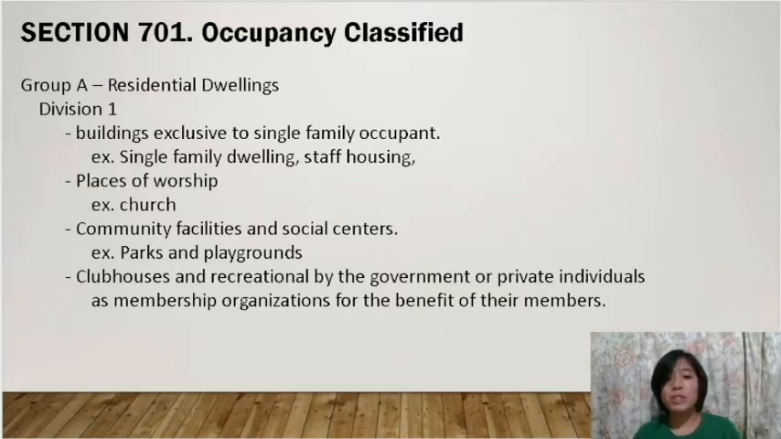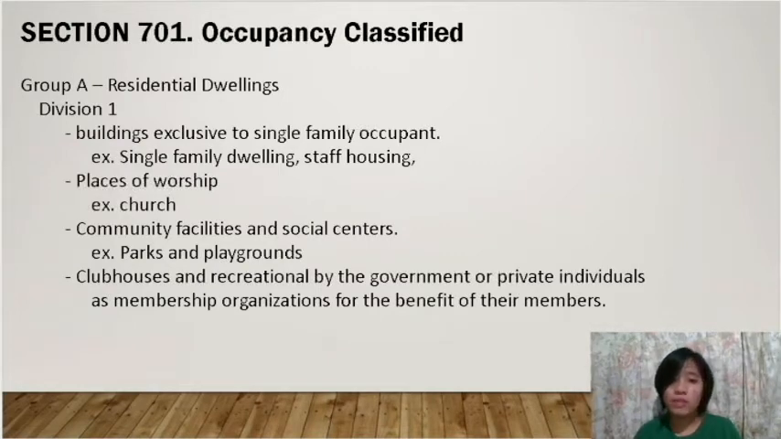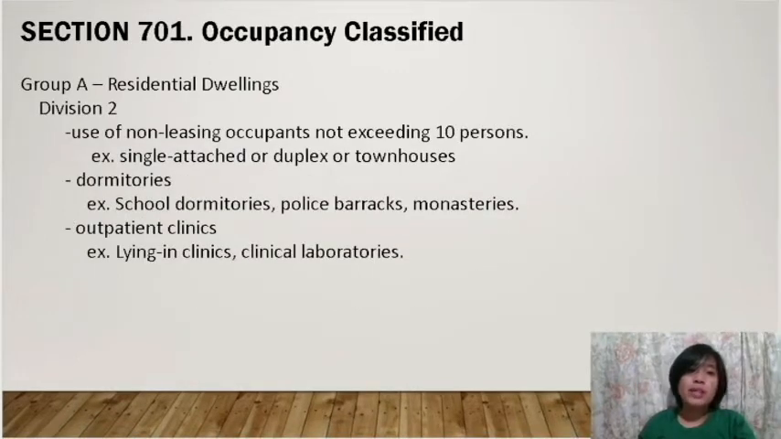places of worship, such as churches, community facilities and social centers, such as parks and playgrounds and clubhouses, and recreational facilities. This is specifically governed by private individuals such as membership organizations for the benefit of their members, present in golf clubs. Division 2, use of non-leasing occupants not exceeding 10 persons, such as single detached, or a duplex or townhouse. Dormitories, such as school dormitories and police barracks, and outpatient clinics, such as lying-in clinics and clinical laboratories.